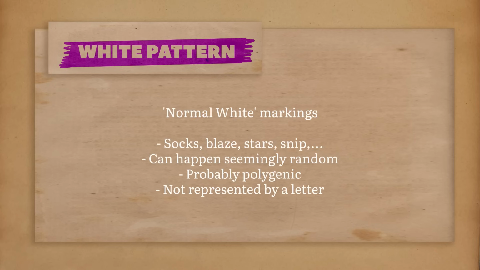Lastly, I want to touch upon the white pattern genes. Now that you know about the base colors and the modifiers like cream and dun, white pattern genes are quite their own separate thing. They don't change the horse's main body color, they just add white areas on top of it, just like painting whites on the base color. The most common ones are called so-called normal white markings. Most horses, even the solid ones, can have small white markings like socks and stars and snips and blazes, and they can happen naturally and seemingly random. They are thought to be polygenic, meaning that many genes work together to control how big or small they are, and therefore they are not represented by a single letter. They're just called normal white markings.